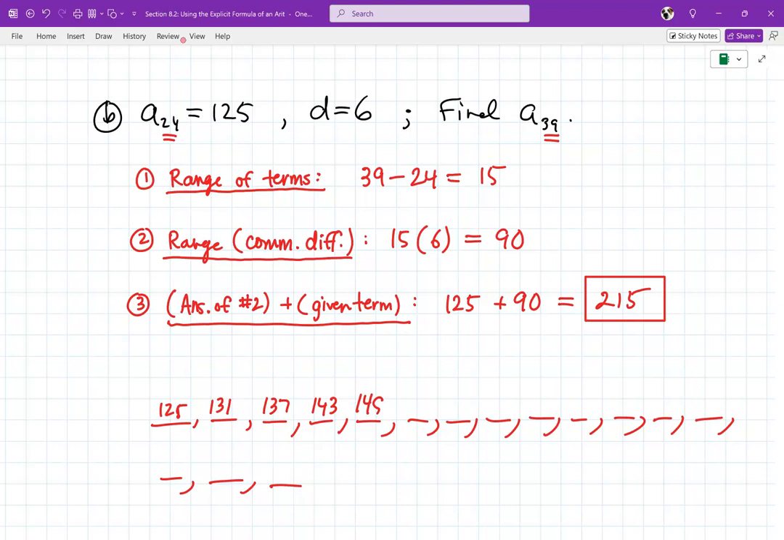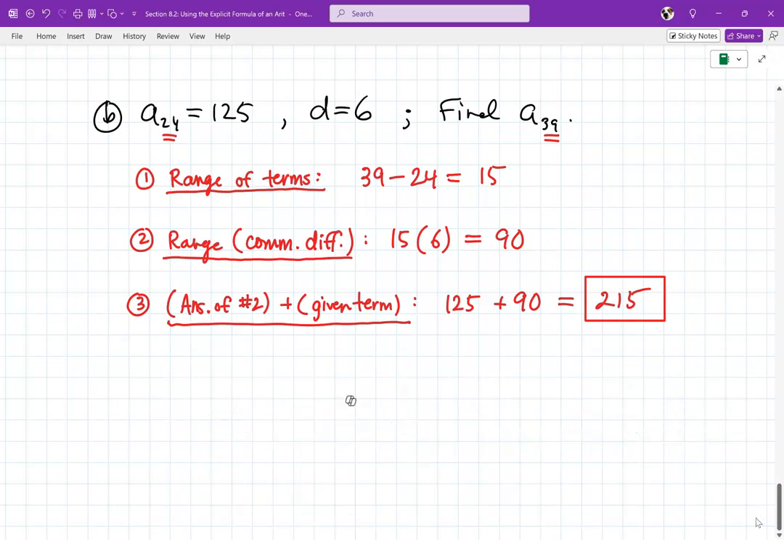Okay. The question is, what if that was instead of a sub 39, a sub 139? Well, then are you really going to do over 100 spaces of adding 6? Right? Like, I would not want to do that. So I would rather do what I just did, go through those 3 steps. Find the range of your terms, which for us was 39 minus 24. So that came out to 15. Get that range, multiply it by the common difference that's given to you, came out to 90. Get the answer of 90 and add it to the number that you were given, 125. That gives us 215. That's my a sub 39. Okay, my 39th term.